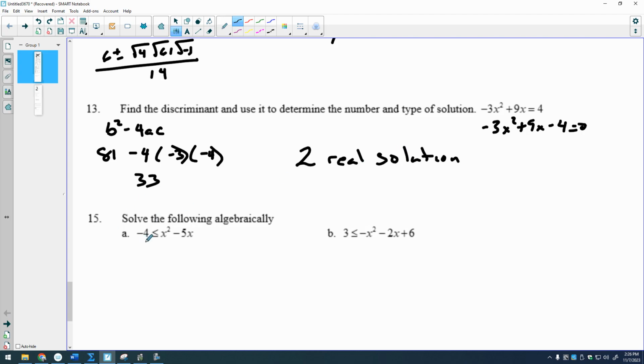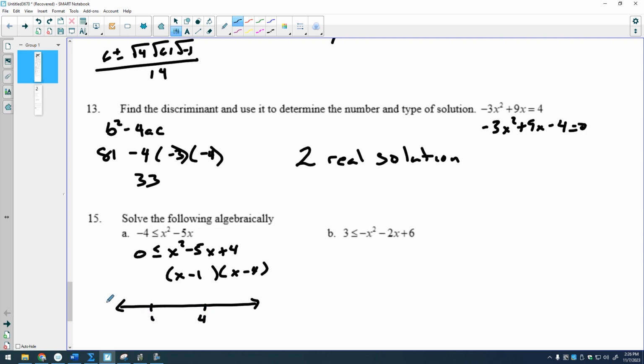Okay, solve algebraically. I'm going to set that equal to 0, and I'm going to solve this just like I would if this was an equal sign. Okay, that's how I'm going to start. So what makes this 0? I'm going to factor that. That factors into x minus 1, x minus 4. I'm going to make a little number line just to help me organize my data. And 1 is one 0, and 4 is the other 0. And now I'm going to check. I want to know not when it's equal to 0. I want to know when it's greater than 0, meaning when is it positive or 0.